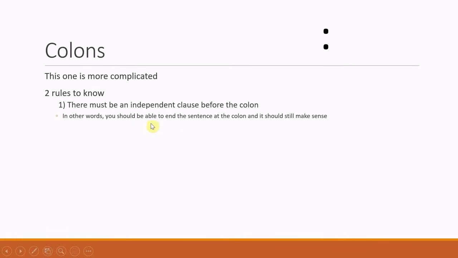So, in other words, you should be able to end the sentence at that colon, and it should make perfect sense. So you could just replace that colon with the period, ignore the stuff after it, and it should be okay. If you can't do that, you don't want to use a colon. It doesn't matter what comes after that colon. That can be independent or dependent. All that matters is before has to be independent.